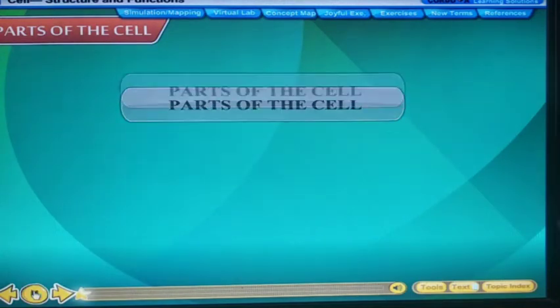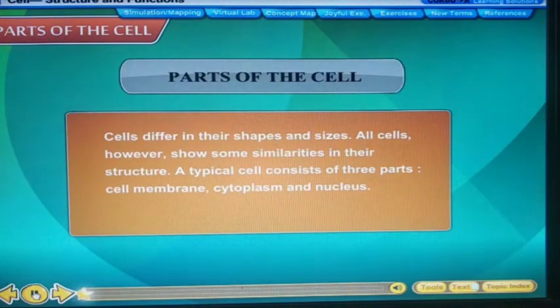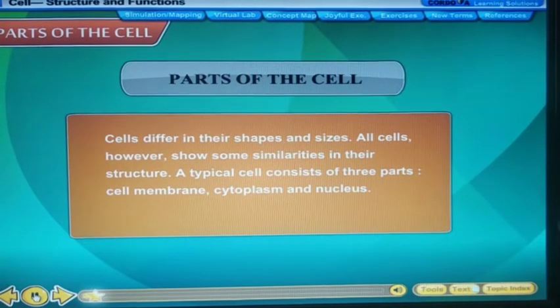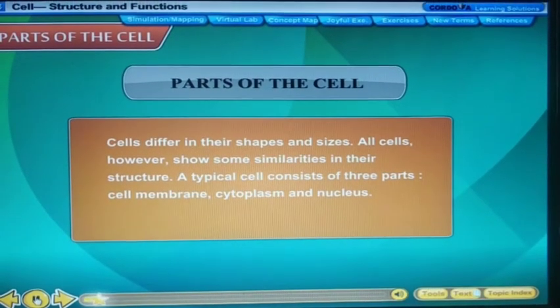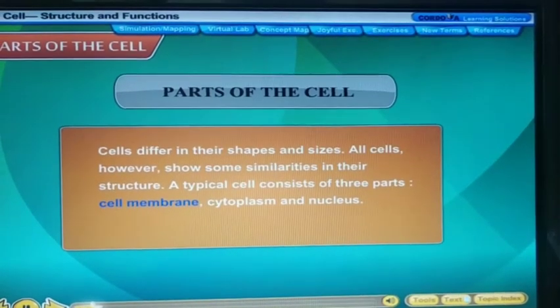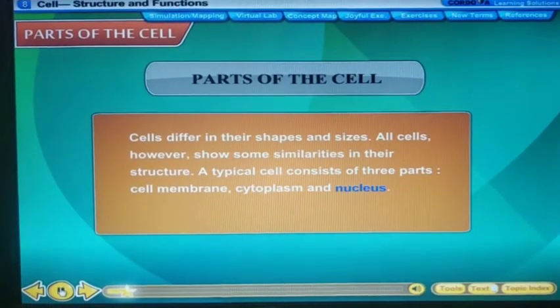of a cell. The cells differ in their shapes and sizes. The animal and plant cells are not exactly the same. However, they show some similarities in their structure. A typical cell consists of three parts: cell membrane, cytoplasm, and nucleus.